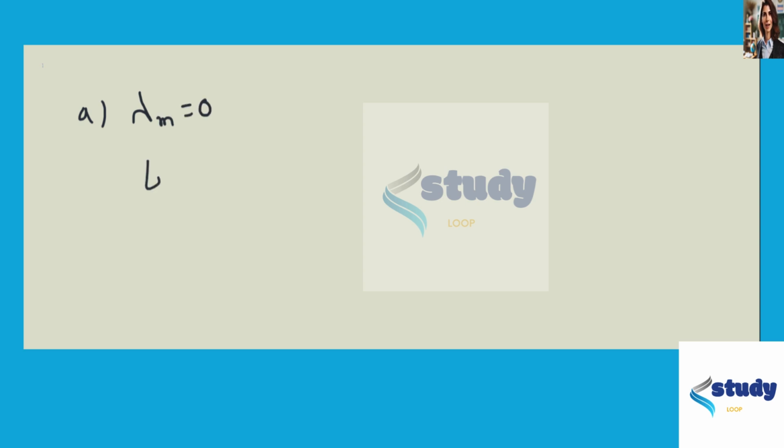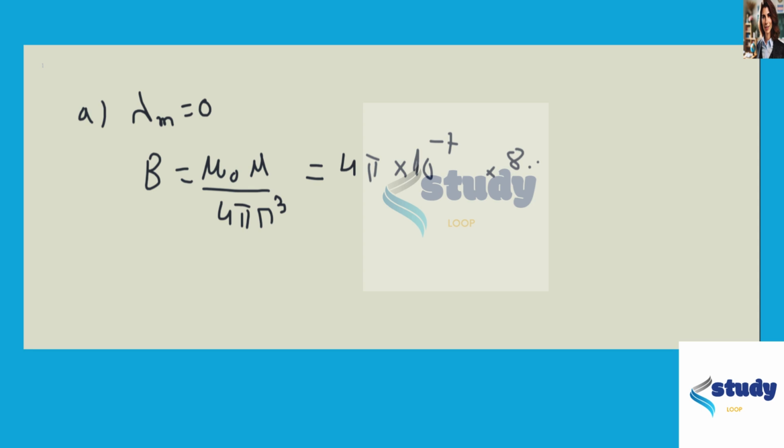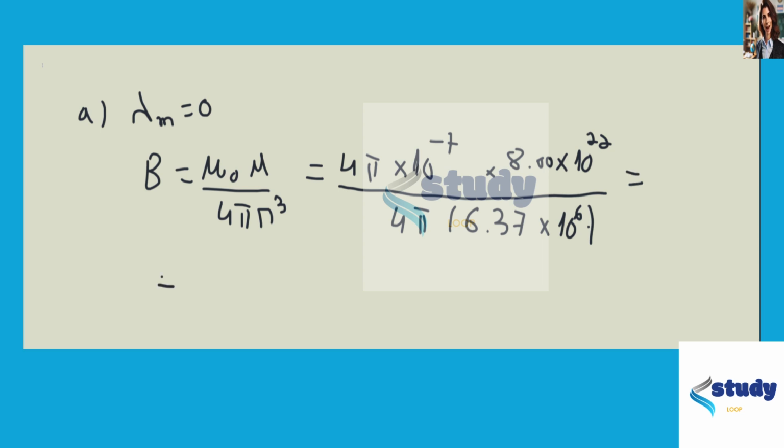So the field is just mu0 mu divided by 4 pi r cubed. And you can put values here. This is 4 pi times 10 to the minus 7 times 8.00 times 10 to the 22 divided by 4 pi, and the radius of the Earth 6.37 times 10 to the 6, and this gives a magnetic field of 3.10 times 10 to the minus 5 Tesla.